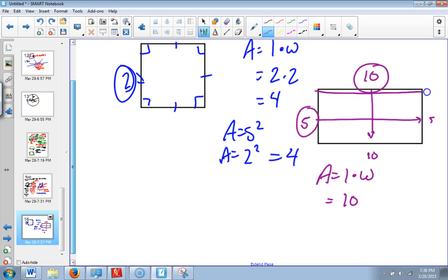One of these is the length, one of these is the width. It doesn't matter which one you choose as long as you only use one. So 10 times 5, so our area equals 50.